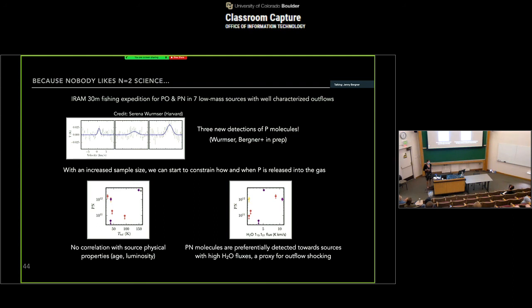Basically, the only loose correlation that we could find is that the sources where phosphorus molecules were detected all have high fluxes of water. And this is a proxy for outflow shocking within low-mass star-forming regions. So again, it's consistent with this picture that outflow shocking is playing a role in releasing phosphorus into the gas. But I think we do really need resolved observations of these new sources to better understand the particularities of their chemistry in these regions.